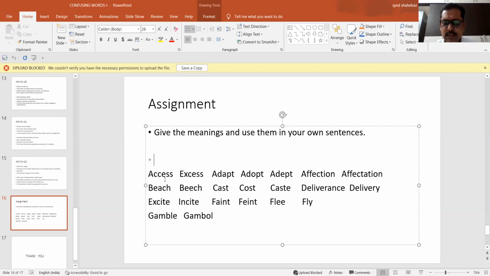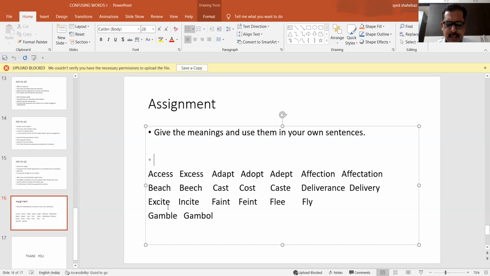Next, deliverance. DELIVERANCE. Deliverance means freedom. Next, delivery. DELIVERY. Delivery means birth, handing over. Next, excite. EXCITE. Excite means thrill or agitate.